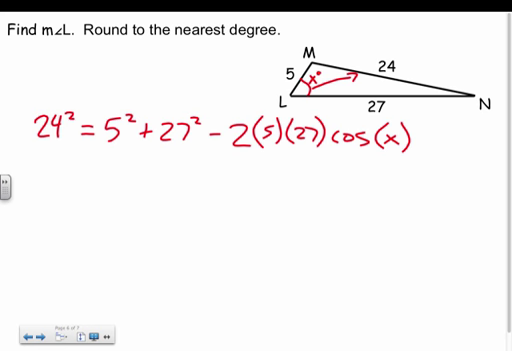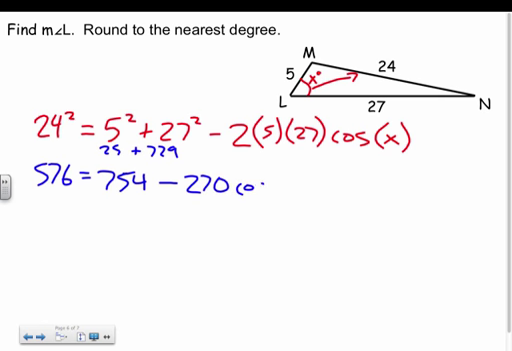And now let's just go through and simplify everything we can simplify. So 24 squared gives me 576. I got 25 right here, and 27 squared gives me 729. So I'm going to simplify that right away, which ends up with 754. Okay, minus 2 times 5, which is 10, times 27 is 270, times the cosine of x.